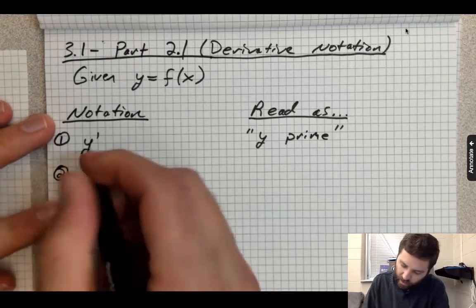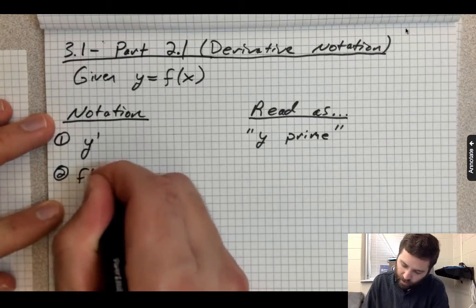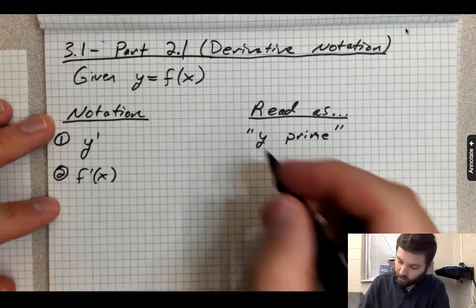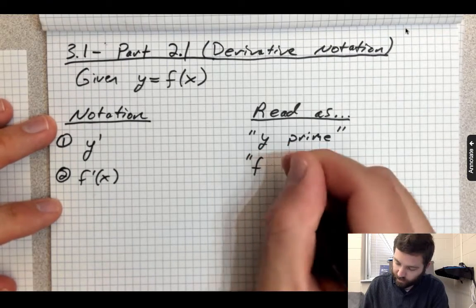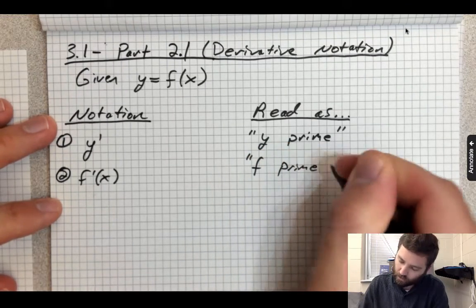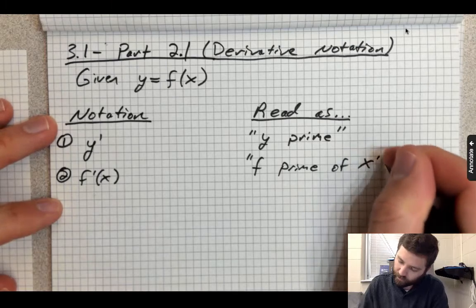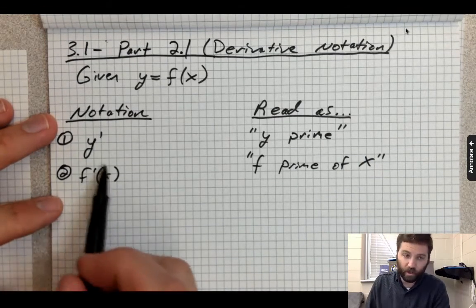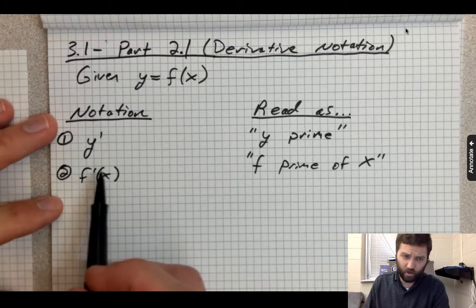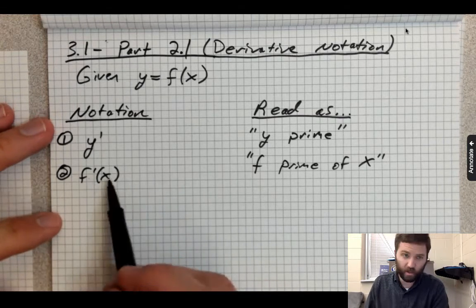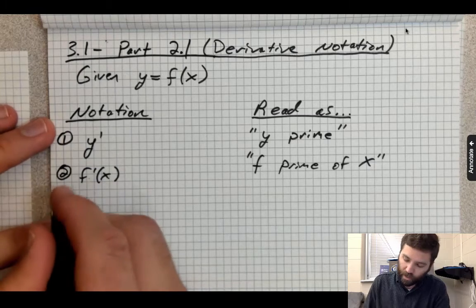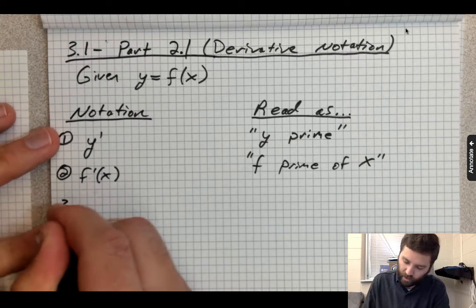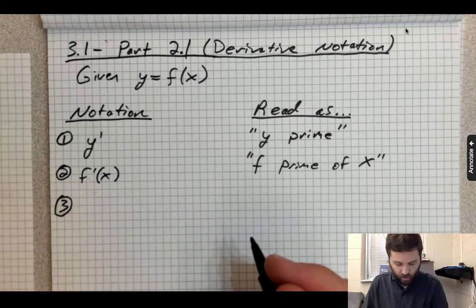Related to that one is this one that we've mentioned a couple times in class, f prime of x, read f prime of x. That one is more useful because it tells you what function you're analyzing, f in this case, and it tells you the independent variable, and it's still pretty shorthand. So that's one that I like a lot and we'll use quite frequently.